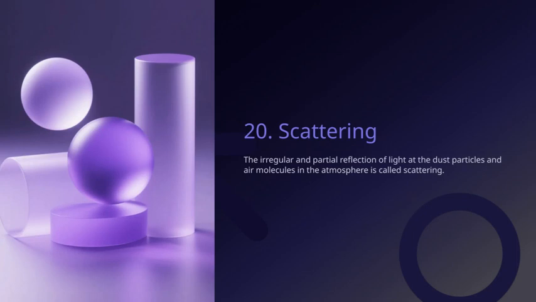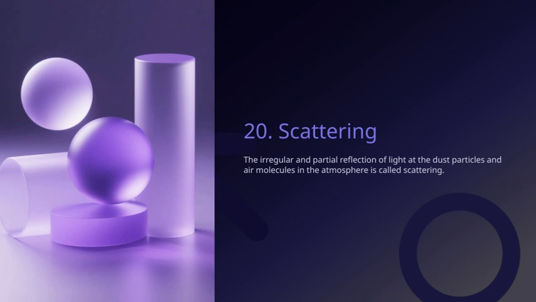So, what we're looking at here is the concept of scattering. Essentially, scattering occurs when light encounters particles in the atmosphere, like dust or air molecules. These particles are irregular in shape and size, which means they don't reflect light in a straightforward, predictable way. Instead, they cause the light to scatter in different directions. This scattering is partial and irregular, which is why the light doesn't just bounce straight back or pass through unaffected.